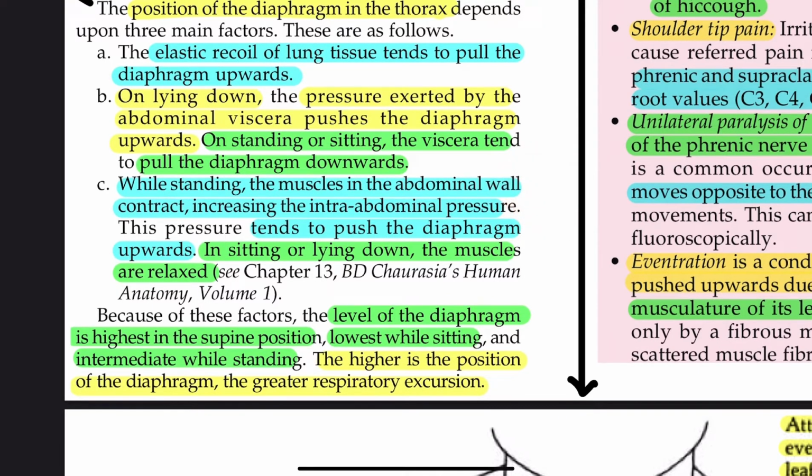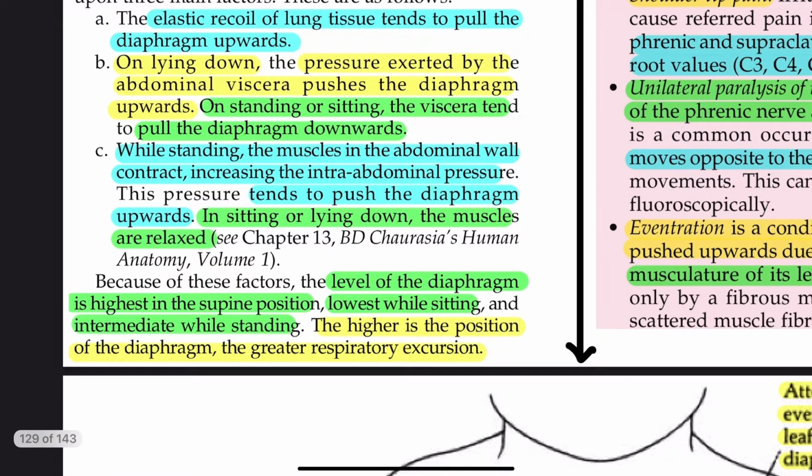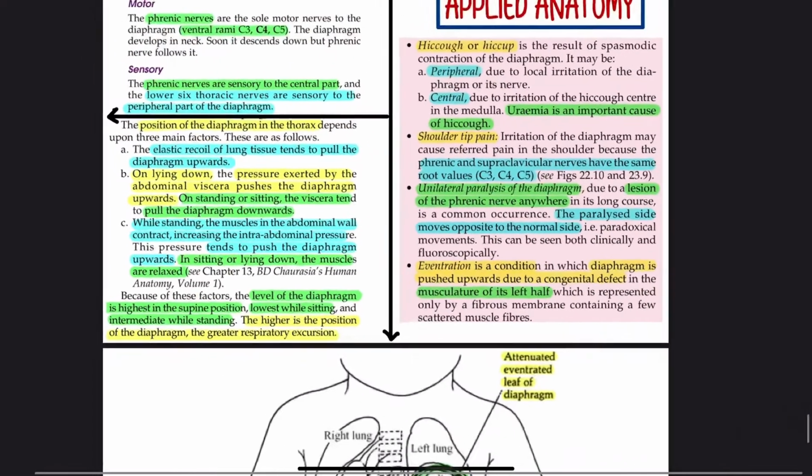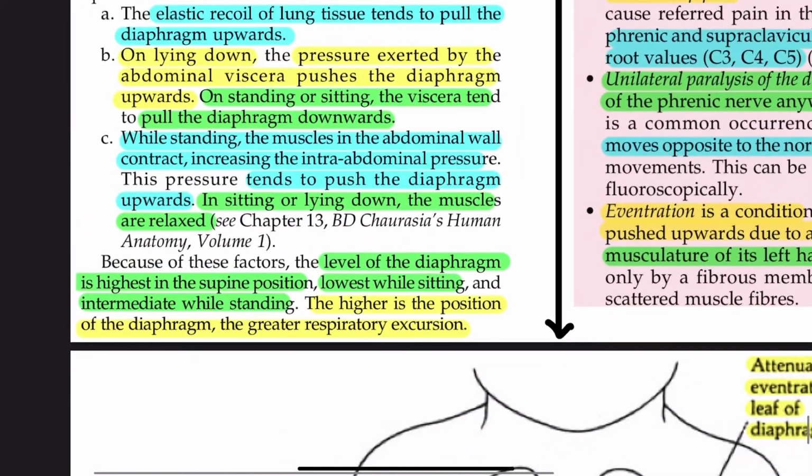Now if we combine all three factors, the crux of the discussion is that the level of the diaphragm is highest in the supine position when you are lying down, lowest while sitting, and intermediate while standing. Okay, so the higher the position of the diaphragm, the greater the respiratory excursion. All right. So remember, the level of the diaphragm is highest in the supine position, intermediate while standing, and lowest while sitting.